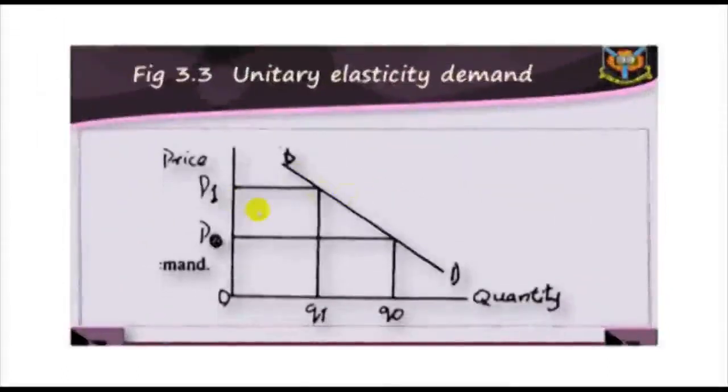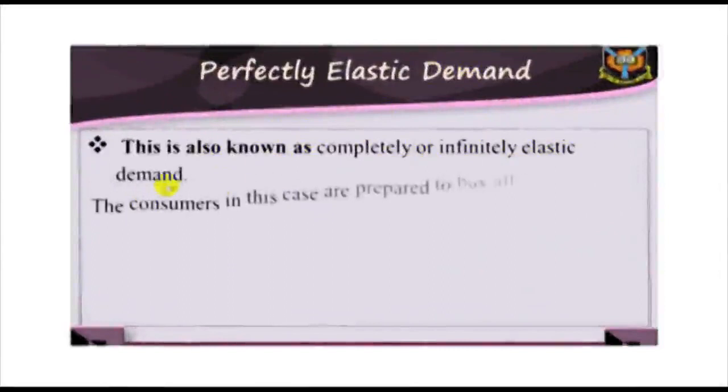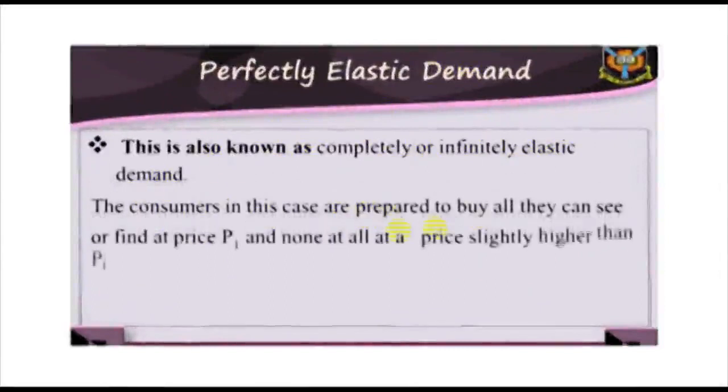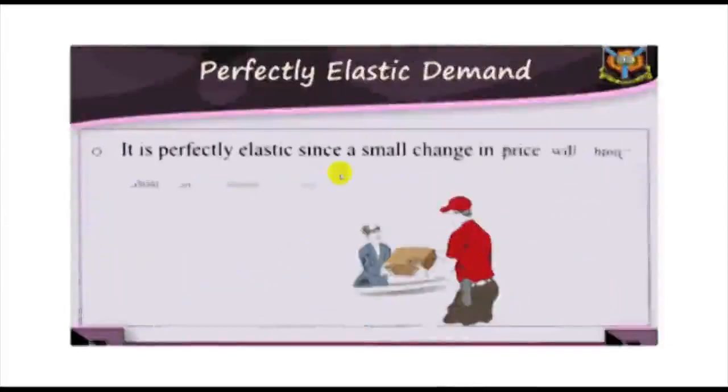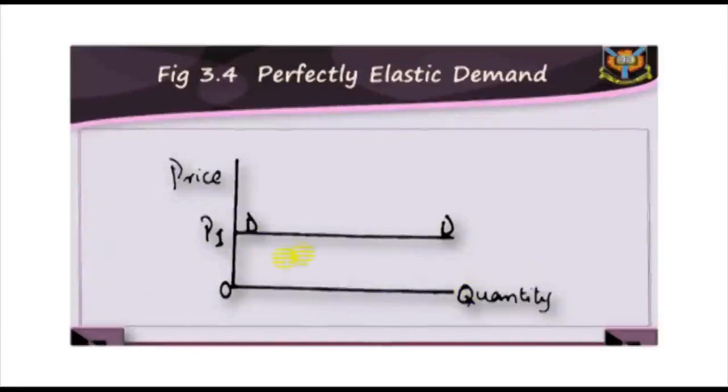Perfectly elastic demand. This is also known as completely or infinitely elastic demand. The consumers in this case are prepared to buy all they can see or find at price P1 and none at all at a price slightly higher than P1. It is perfectly elastic since a small change in price will bring about an infinitely large change in demand. The value of N in this case is infinite.